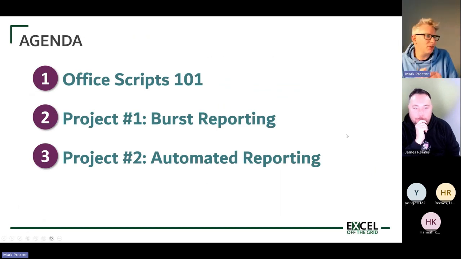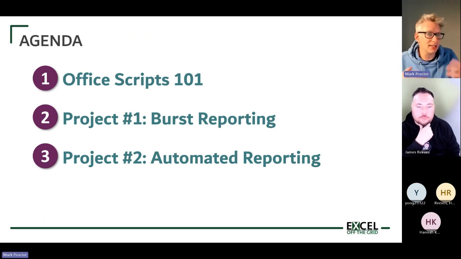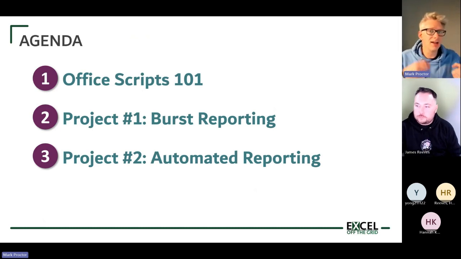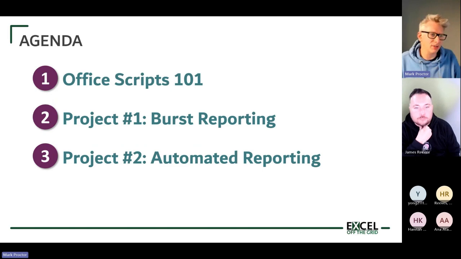So the agenda for today, we've got three things we're looking at. So Office Scripts 101, we're kind of putting into context, understanding what it is, how it works. Then after that, we're looking at a project, a burst reporting project. And we're going to work through that step by step. That'll be the majority of our time. And then we're going to finish with project number 2, which is kind of an overview. Having taken the lessons that we've learned from project 1, how can we kind of apply that into another project? And we'll look at that for project number 2.